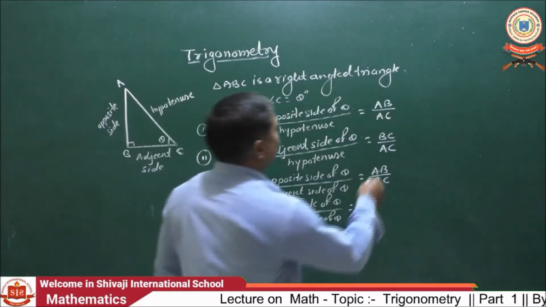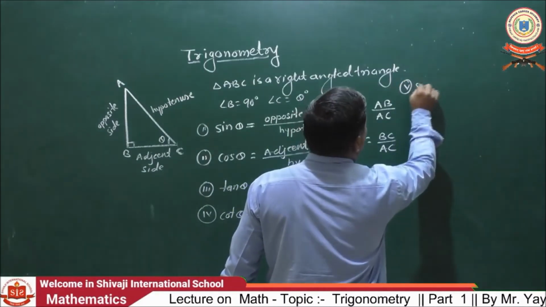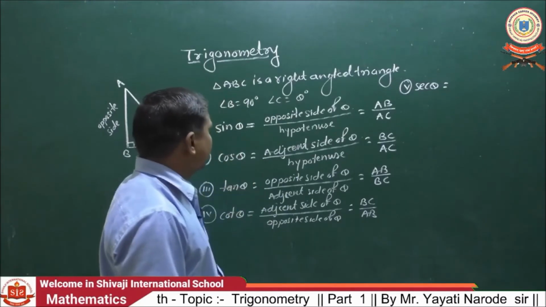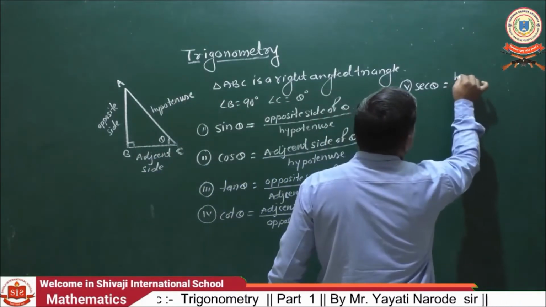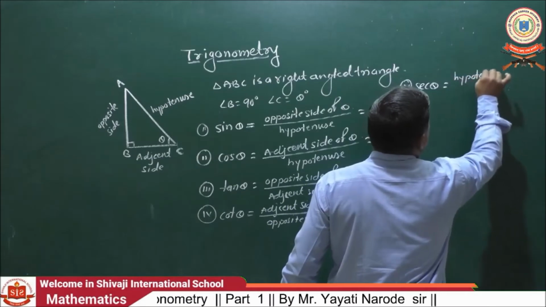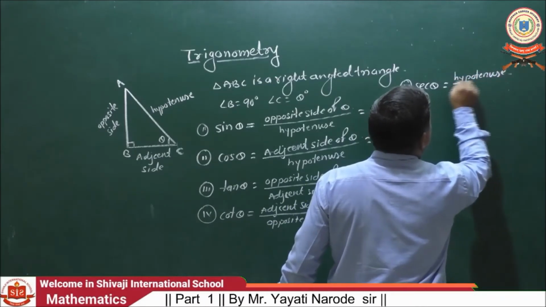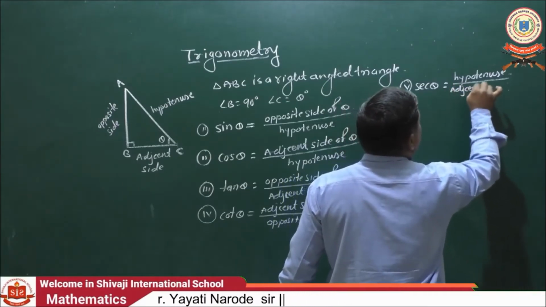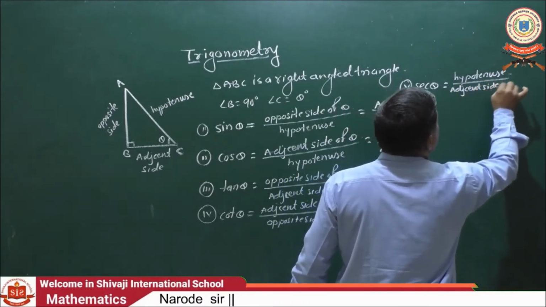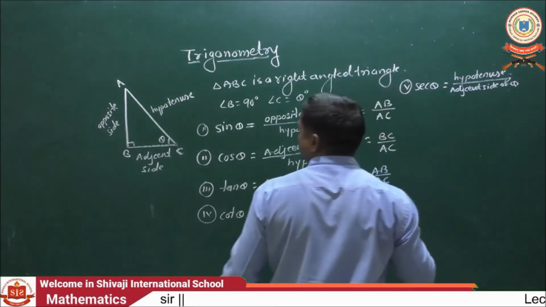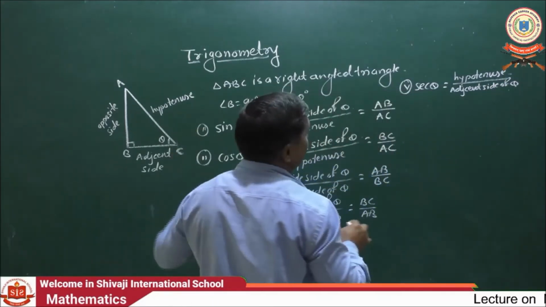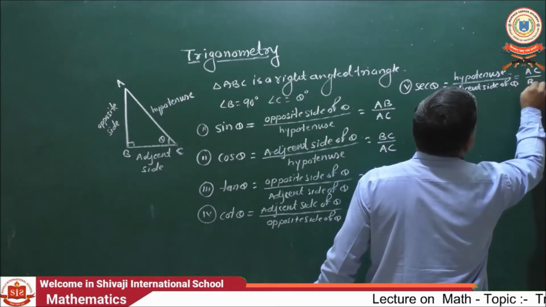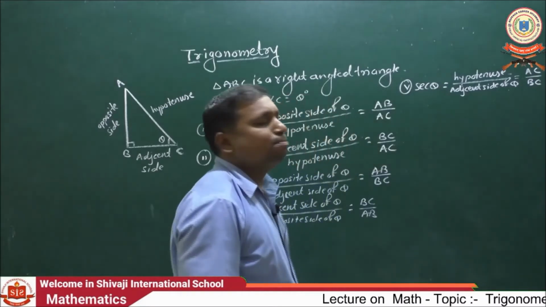Then the fifth one is sec theta. Sec theta is the reciprocal of cos theta. Therefore it is hypotenuse upon adjacent side of theta. So sec theta is equal to the hypotenuse AC and the adjacent side BC. So it is AC upon BC.